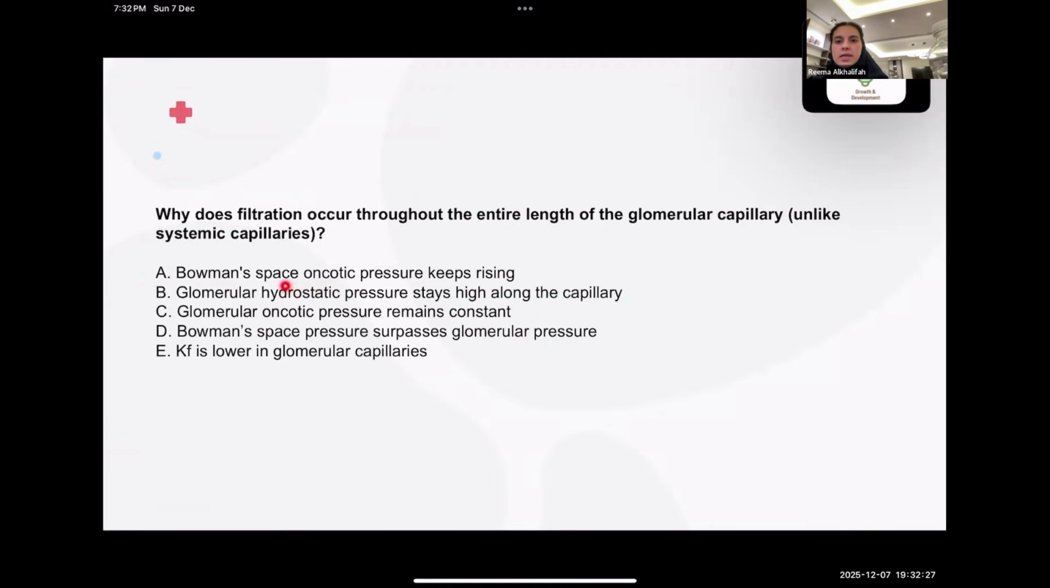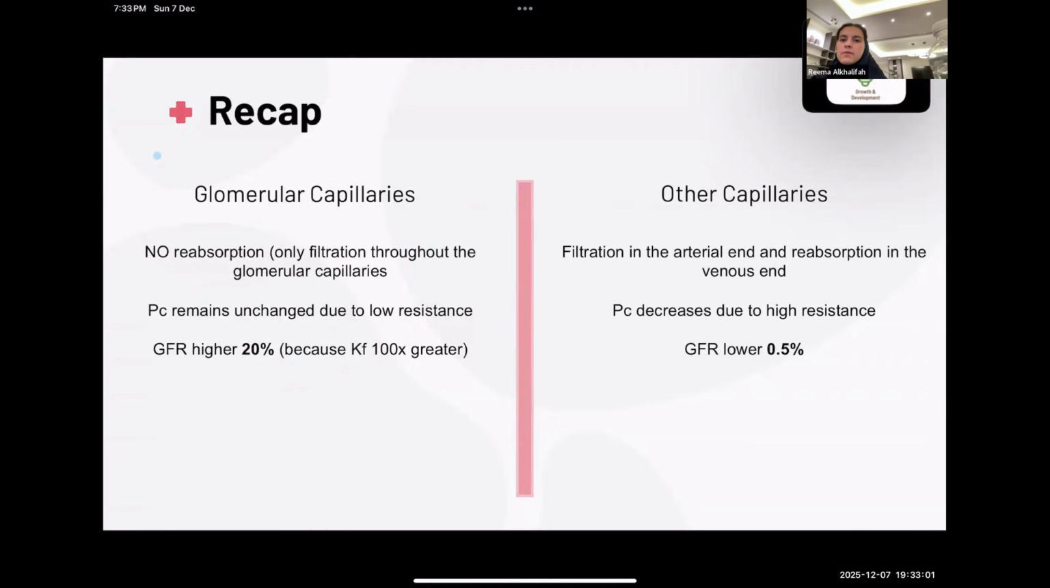A is incorrect because oncotic pressure of the Bowman space is zero. We talked about it. It shouldn't be any number at all because plasma proteins don't even filter through the membrane. And here, glomerular oncotic pressure remains constant. That's incorrect because it rises. Bowman space pressure surpasses glomerular pressure. That's incorrect because in this case, filtration doesn't happen at all. And finally, Kf is lower in glomerular capillaries. That is incorrect. It is higher here.